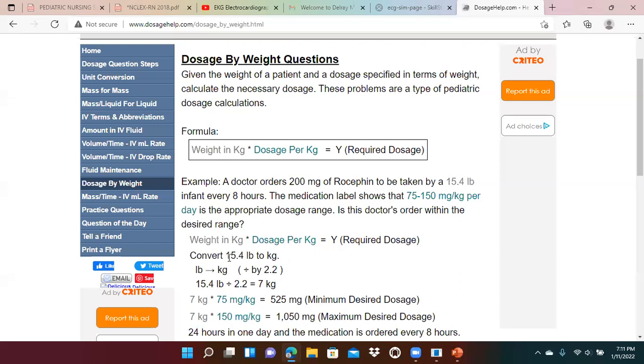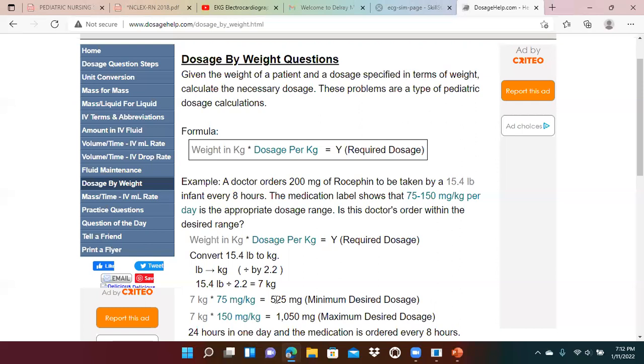So we have to convert 15.4 pound to kilogram. So we need to divide by 2.2 because a small unit needs to be converted to a bigger unit. 15.4 divided by 2.2, 7 kilogram. So body weight is 7 kilogram, dose per kilogram, 75 to 150 is the range. Minimum 75, maximum 150. So if you calculate minimum, 7 kg times 75 milligram per kg, 525 milligram. This is the minimum desired dose.